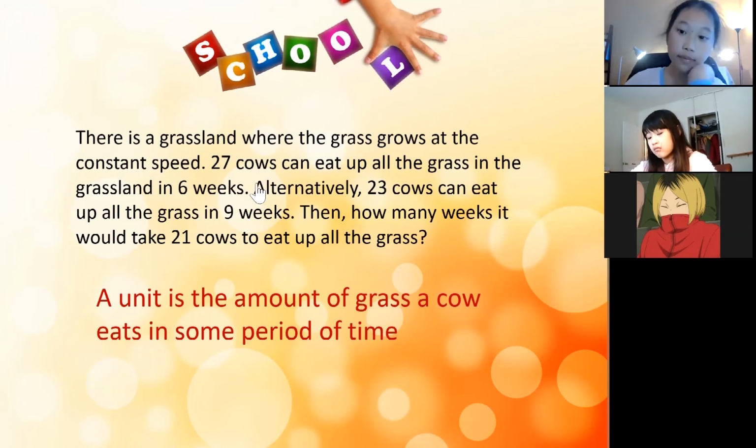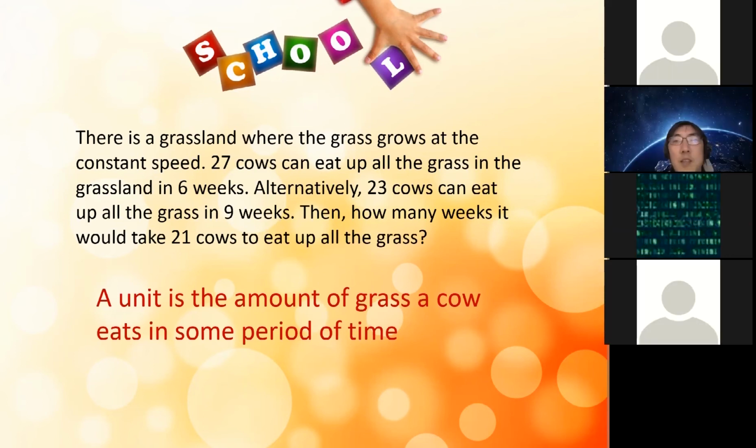So we can say that the amount of grass a cow can eat in 1 week is a unit of grass. At the end of the day, it's all up to you how to define a unit. Whether you consider the amount of grass for a day is a unit, or the amount of grass in a week is a unit, it all depends on how to make it easier to solve the problem. Got it? Okay, so far everyone's clear? If you have any problem, you can interrupt me anytime, okay?